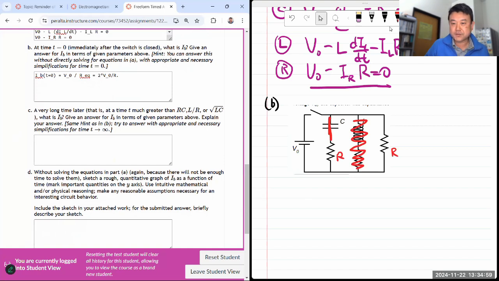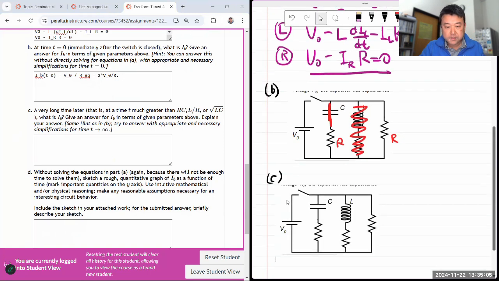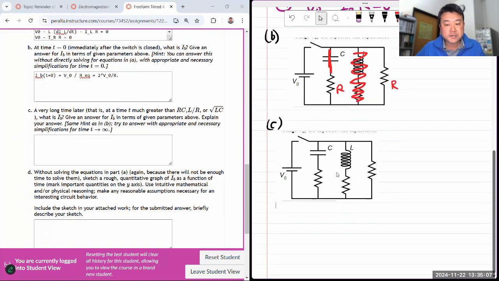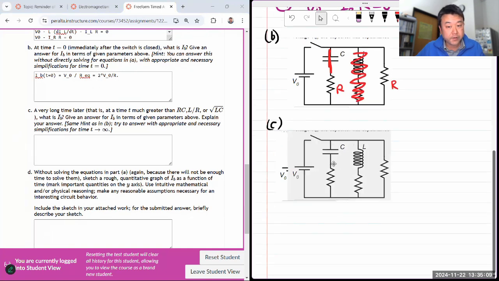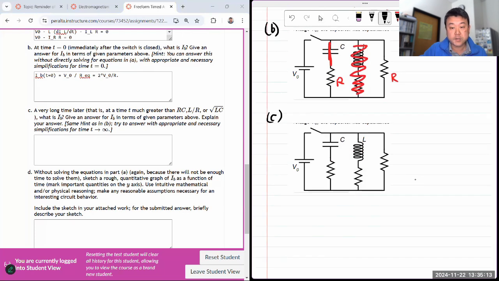Let's redraw the circuit again. After a very long time, again, the inductors and capacitor go away, but they go away differently for different reasons. The capacitor is now going to be fully charged, and there's a steady state, which means no current through the capacitor. dq/dt is 0. So this entire branch is gone. It acts like an open circuit.